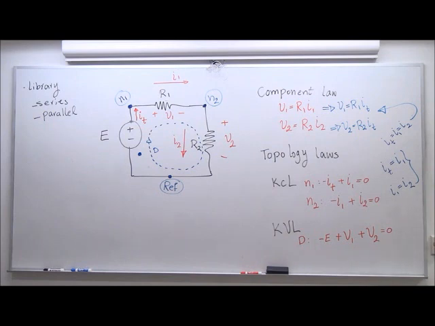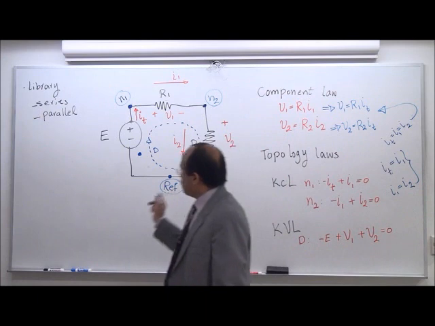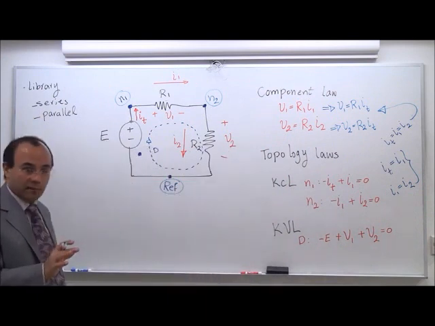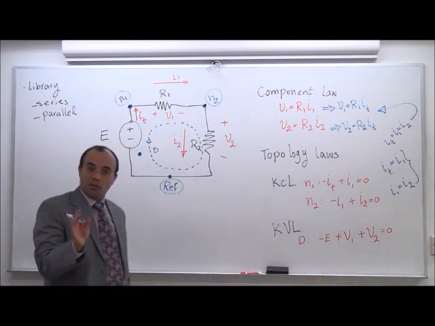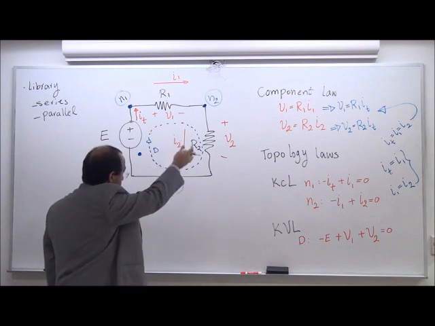What is known, what is unknown? You have R1, R2, and E. You have these components. What is unknown? The unknown would be I1, V1, V2, I2, and IT.